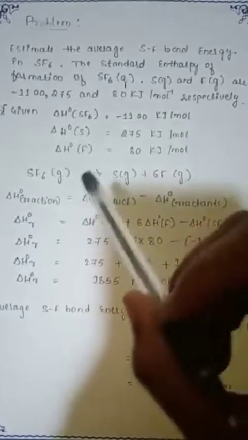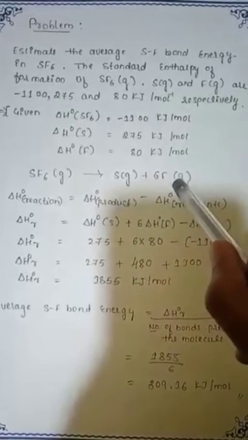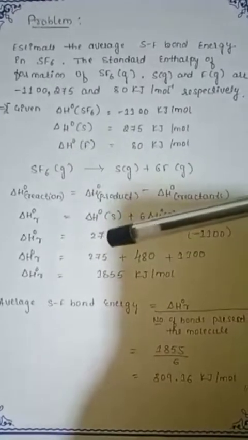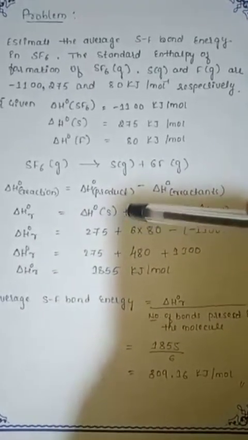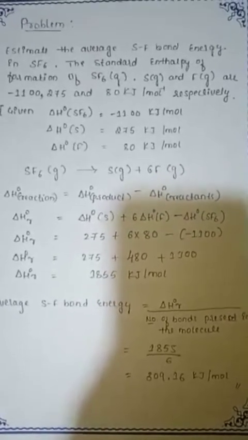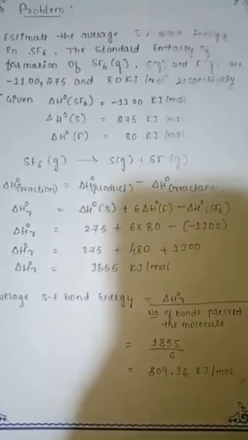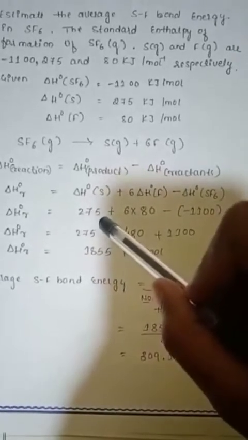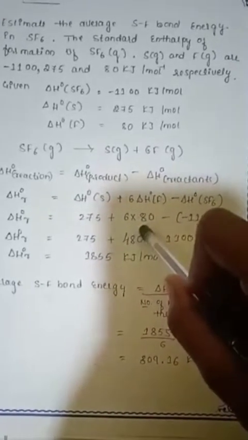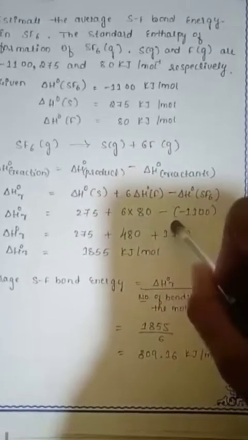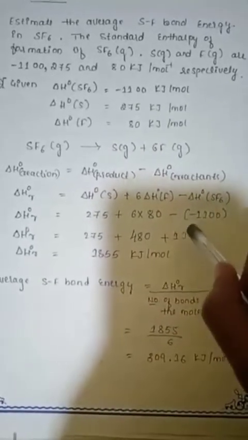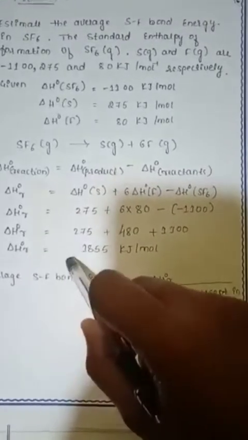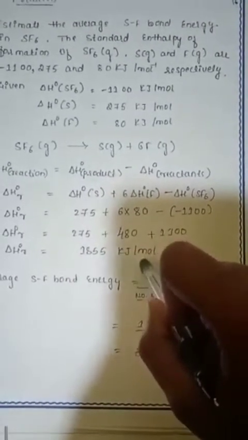The reaction is like this: SF6 gas gives sulfur gas and 6 moles of fluorine gas. The formula for the atomization enthalpy of the reaction is the atomization enthalpy of the products minus the atomization enthalpy of the reactants. The products are sulfur and fluorine and the reactant is SF6 gas. Here the atomization enthalpy of sulfur equals 275, and 6 moles of fluorine gas equals 80, minus the atomization enthalpy of SF6, which equals minus 1100. And the atomization enthalpy of the reactants equals 1855 kilojoule per mole.